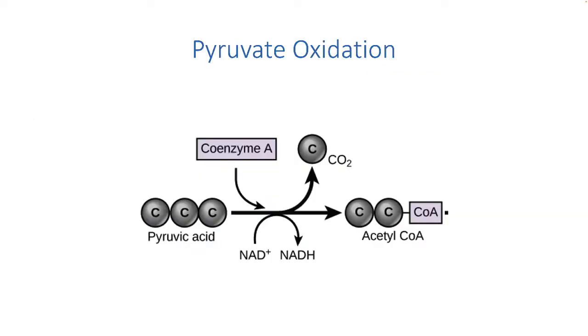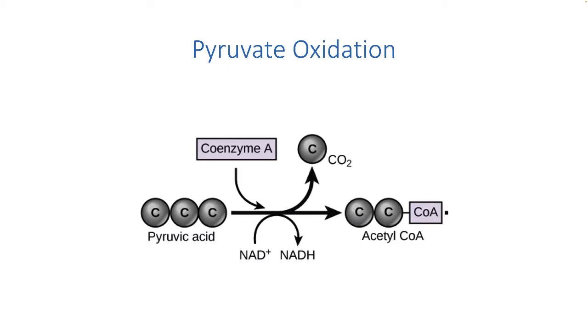Okay, so we've transported pyruvate into the mitochondrial matrix, and now pyruvate will be oxidized, meaning that electrons will be removed. Where will these electrons go? Well, if you guessed that they would be accepted by NAD+, yay, well done. NAD+ will accept the electrons, thereby being reduced to NADH.